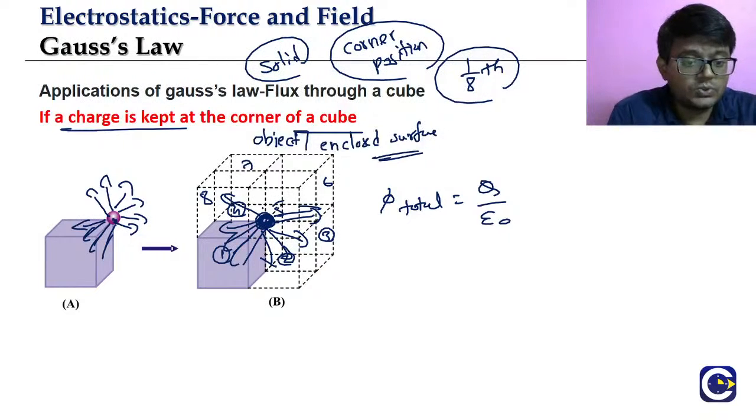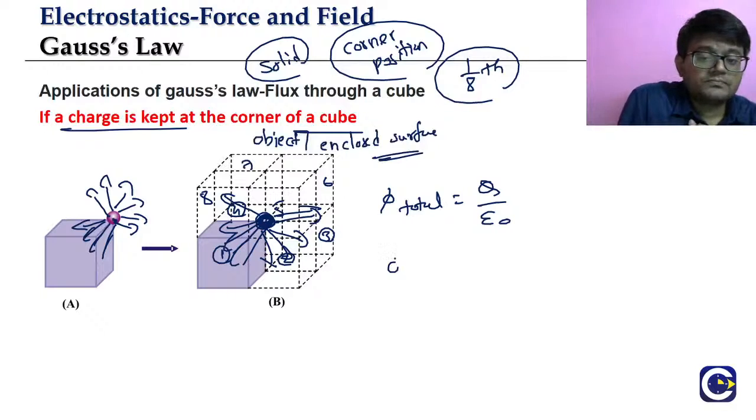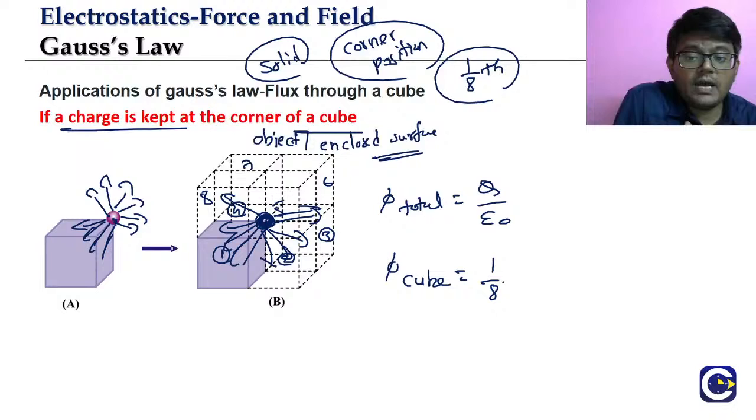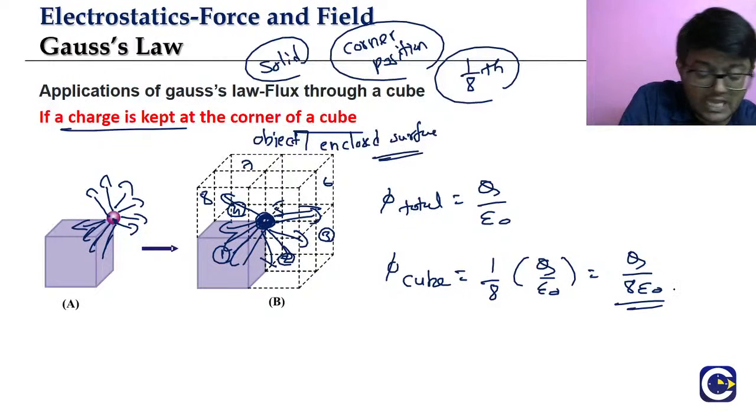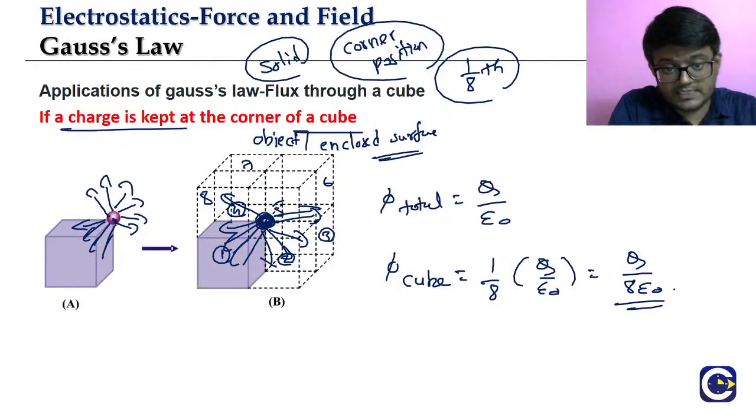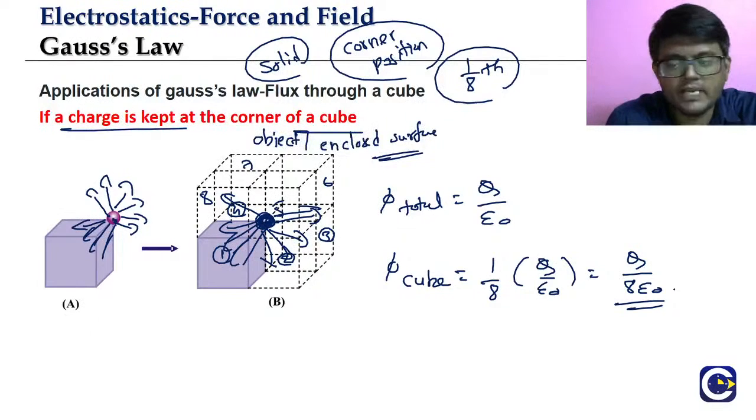So flux through one of the cube will be what? One cube length, what will be the flux? It will be 1/8 of the total flux, which means what is it? Q by 8 epsilon naught. இதெல்லாம் நமக்கு ஞாபகம் வச்சுக்கணும், ஏன்னா these are all important results. இதுல இருந்து அப்படியே questions வரலாம். Okay, so what is it? The flux through each cube will be what? It will be Q by 8 epsilon naught.